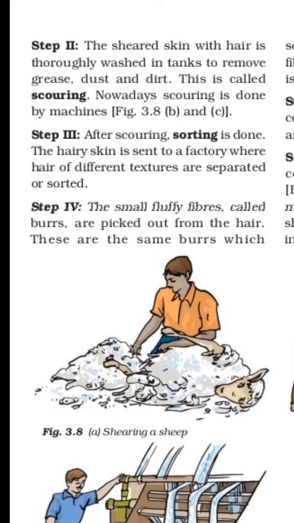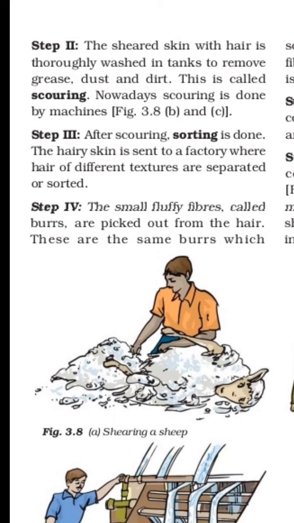Now, the scouring process. We are aware that sheep wander here and there for grass and other things, and in the air there are many dust particles, and dirt gets stuck in the hair. When the hair is removed, it is required to wash it thoroughly and remove the dirt and dust particles, and this process is called the scouring process. In local language we can say it is just a washing process.